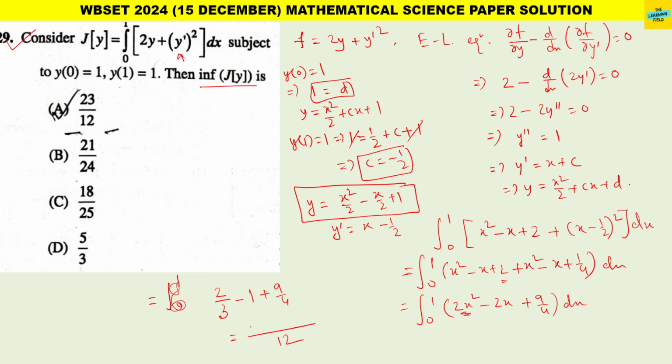LCM: 8 minus 12 plus 27, fine. So I think this is 23 by 12. Option A is the correct answer.